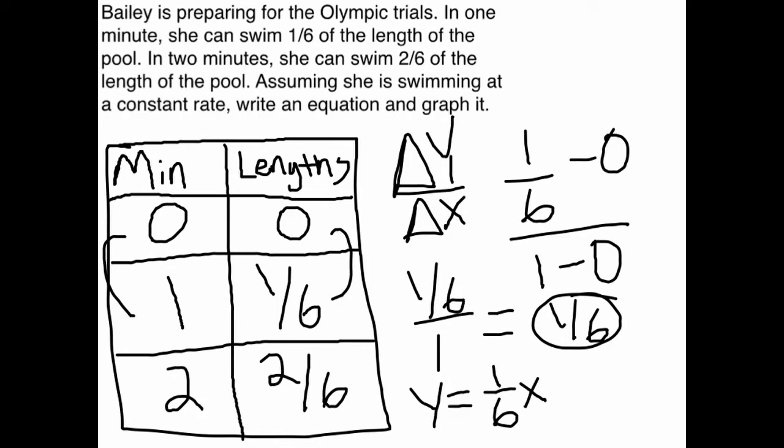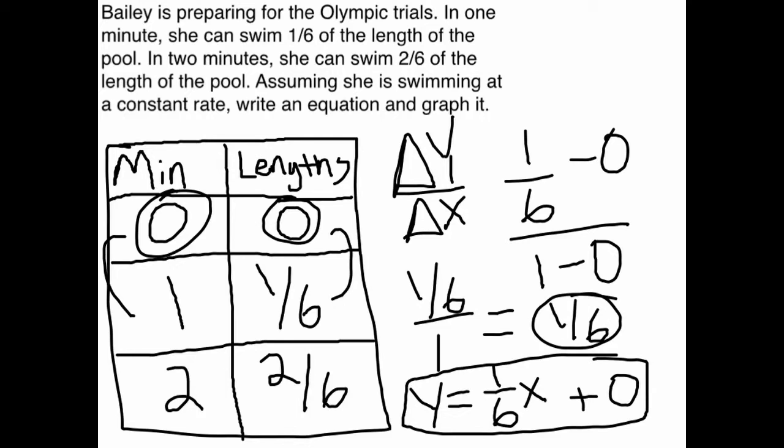Don't forget your x value, otherwise it's wrong. And then my initial value, or my y-intercept, wherever x is 0, the value of y is my y-intercept. And since if she hasn't swum any lengths of the pool, my starting point has to be 0. Alright, let's go ahead and graph that.